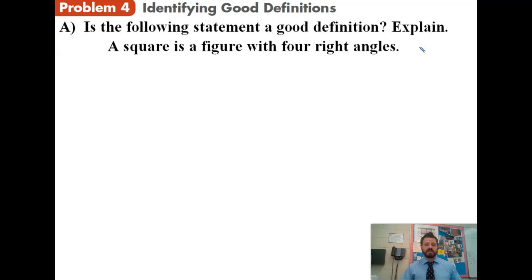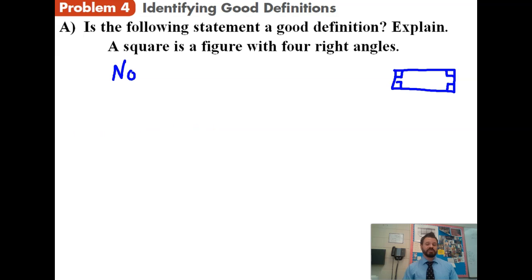Okay, so for example, if I think of this as conditionals, if a figure is a square, then it has 4 right angles. That's true. But if I go the other direction, if a figure has 4 right angles, then it's a square. That's false. It's easy to make a counterexample of that claim. A rectangle also has 4 right angles, but it's not a square. So I'd say no, not a good definition because it's not reversible. It would not make sense to put this in biconditional format.